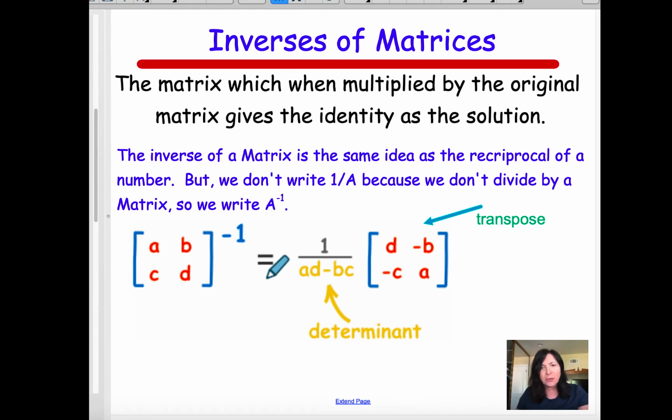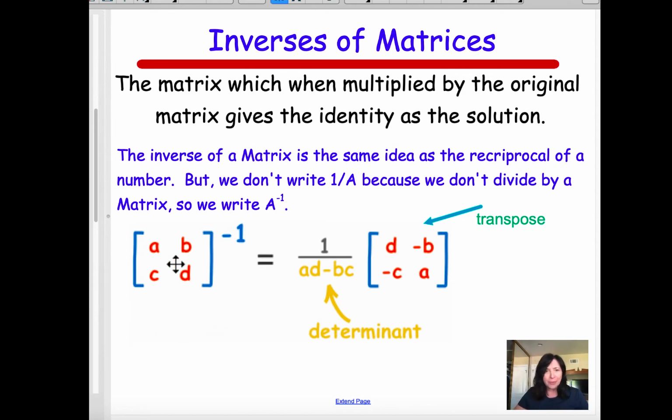So an inverse matrix is multiplied by the original matrix to get the identity. That's what we're working towards. But basically, if you think about an inverse, like it's to the negative 1 power, what we're really looking at is a reciprocal value. We really don't write 1 over a. It's like if you divide by 3, you could write 1 over 3, or you could write 3 to the negative 1 power. It's very similar to something like that.